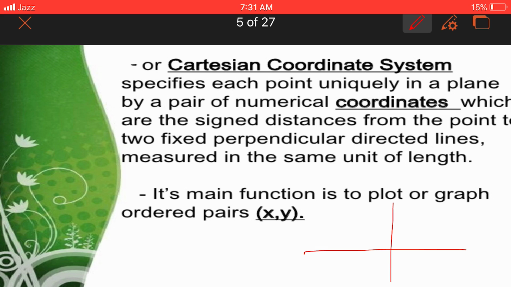The point where these straight lines meet each other is known as your origin. And the line that is parallel to horizon is your x-axis, and the line which is perpendicular to it is actually your y-axis.